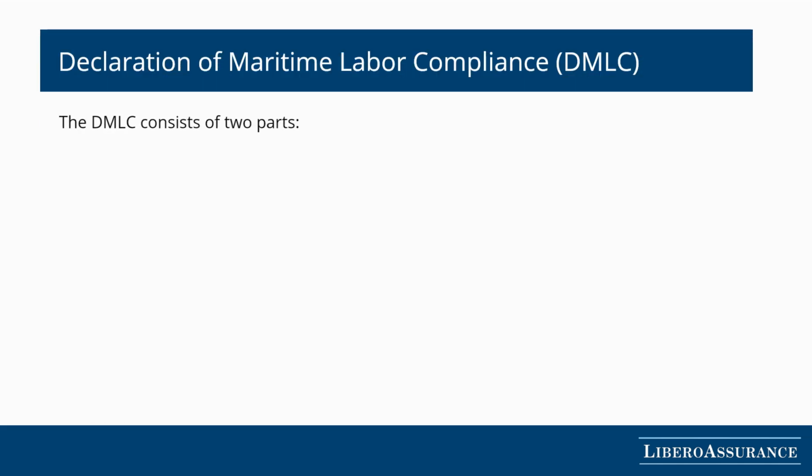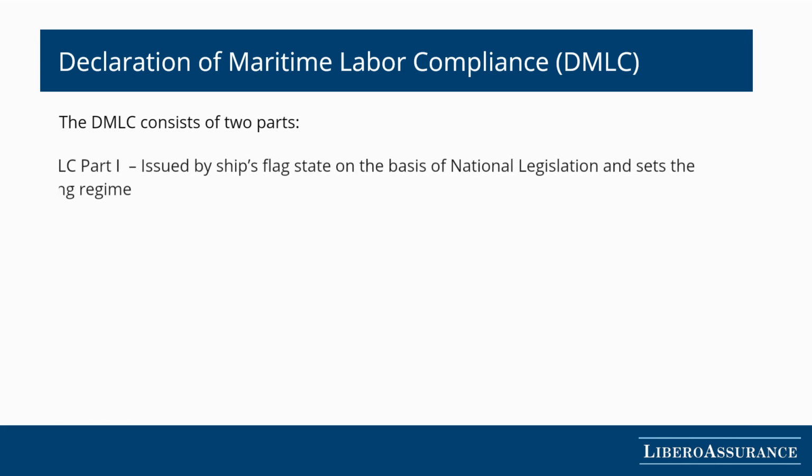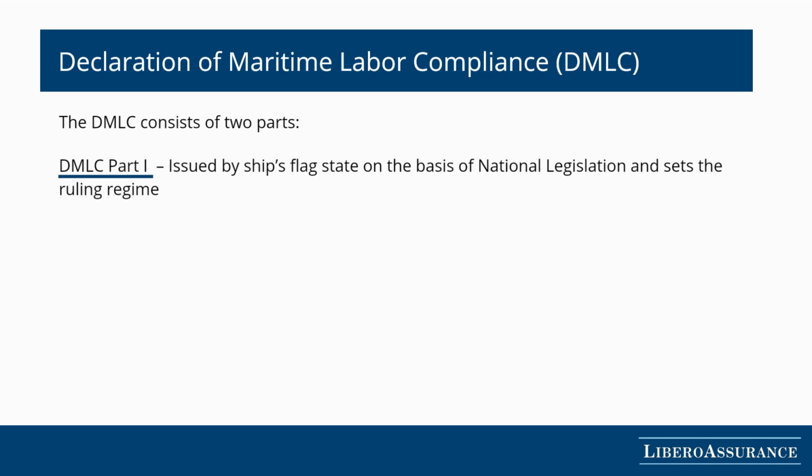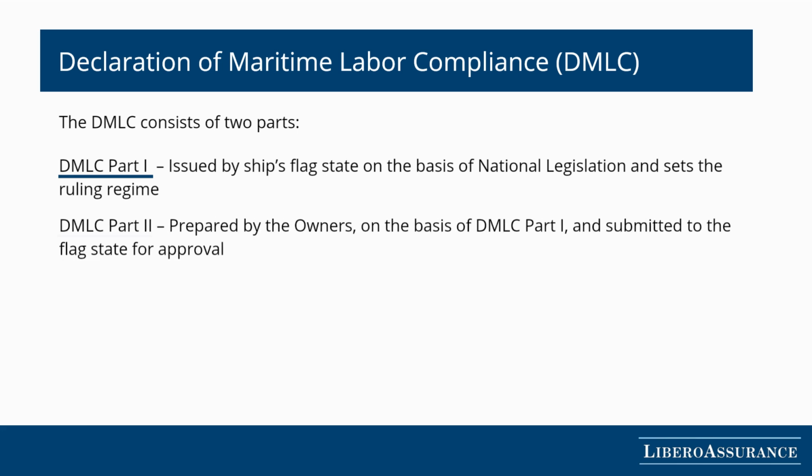The Declaration of Maritime Labour Compliance consists of 2 parts. Part 1 is issued by the ship's flag state and outlines the national legislation that applies. Part 2 is prepared by the shipowner, based on Part 1, and must be submitted for approval to the flag or its recognised organisation.